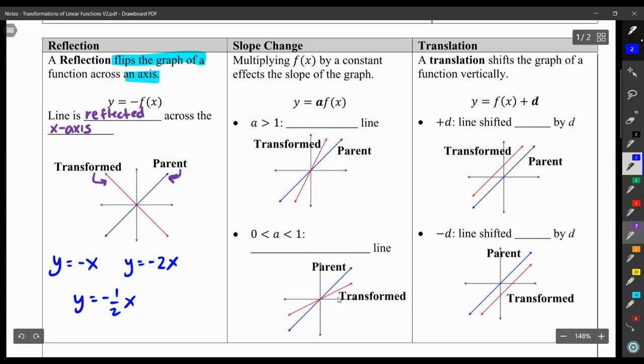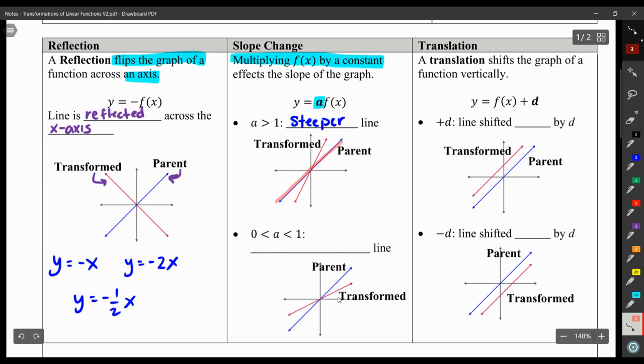We can also change the slope. By changing the slope, we multiply f of x by a constant. So we take f of x and multiply the outside by a number, and we're going to call that number a. If the number that we multiply is greater than 1, we come up with a steeper line than the parent function. If we imagine walking along the blue line, which is the parent, and the red one, which is the new one, the red one is steeper than the blue one because it has a greater slope.